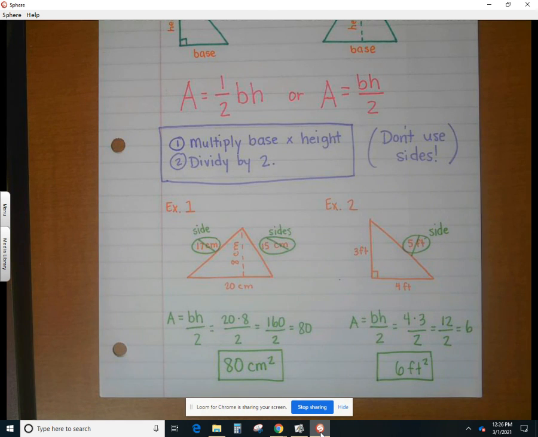So it's the exact same process as we did with rectangles and parallelograms, except that now we're dividing it in two because triangles are half of a rectangle or half of a parallelogram. Watch it again if you need help.